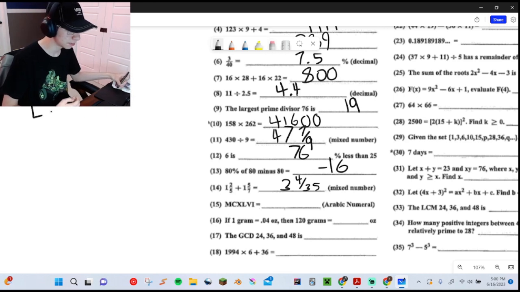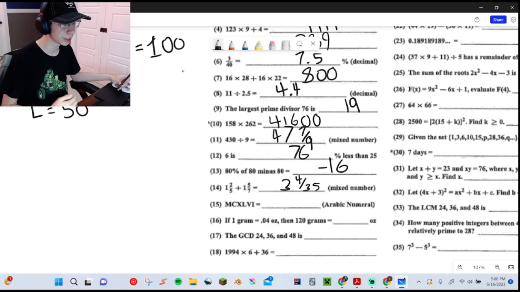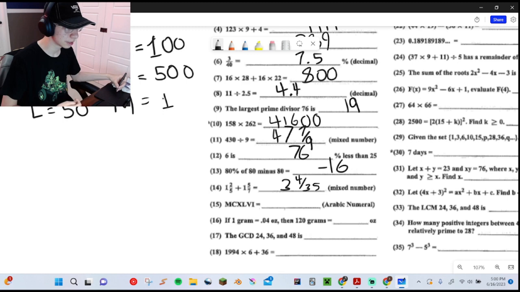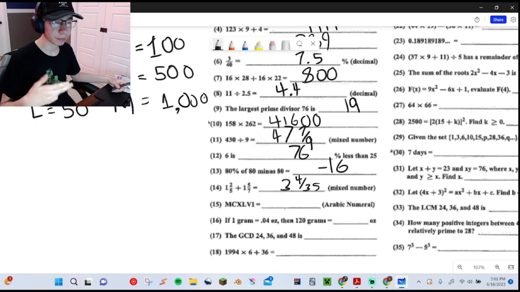Then we got L, so L is 50. Then I have C, which is 100. And think C as in century, 100 years. Then we got D, which is 500. And lastly, we have M, which is 1,000. You could think M, millennium, 1,000 years. So those are some memorizing tricks.